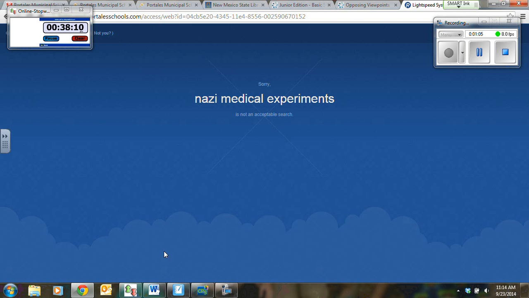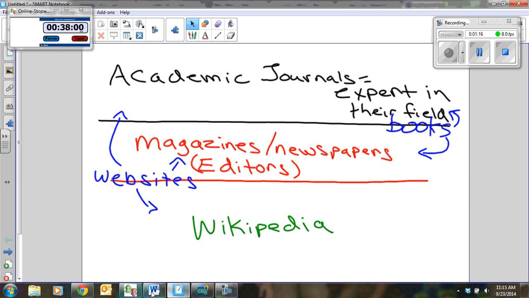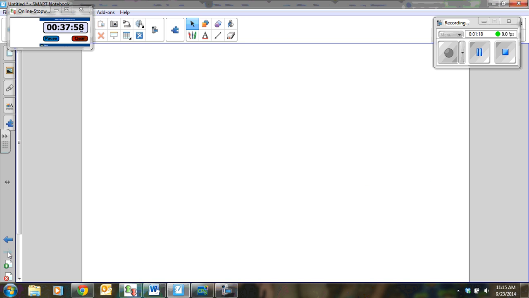Okay, how do I do your smart board where I can... On the smart board icon is the There we go. Okay. So let's brainstorm for a minute. What are some other terms besides Nazi medical experiments that we could use?